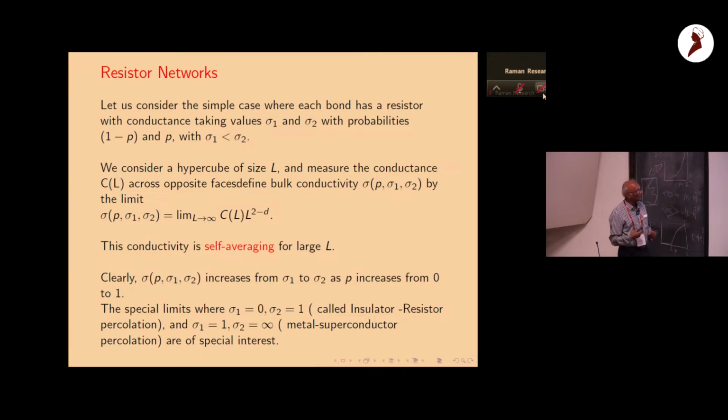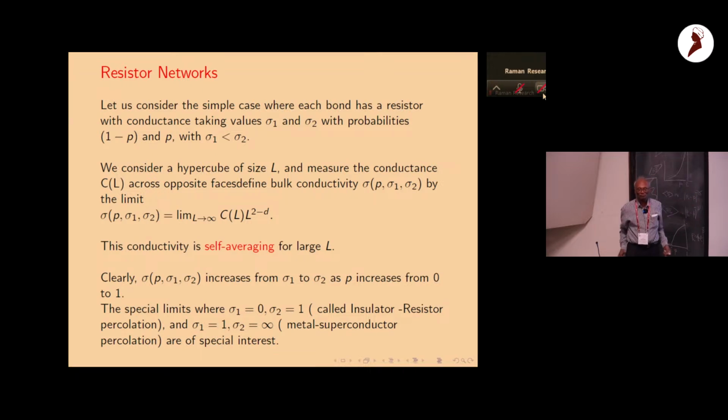What are the quantities I can study in resistor networks? So let us consider the simple case where each bond has conductance sigma 1 or sigma 2 with probability 1 minus p and p. And sigma 1 is less than sigma 2, just for convention. Okay? So we consider a hypercube of size L and measure the conductance across opposite faces. But define the bulk conductivity sigma in the limit of this conductance.